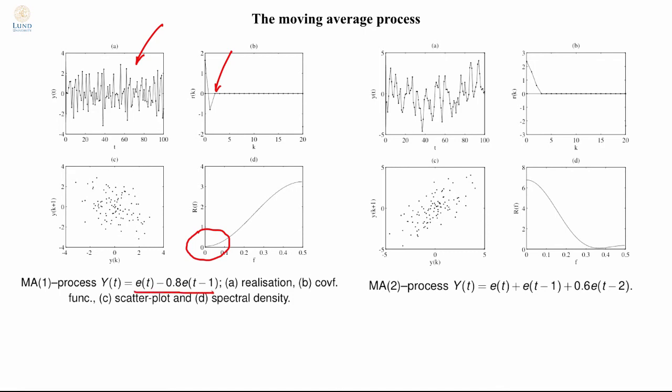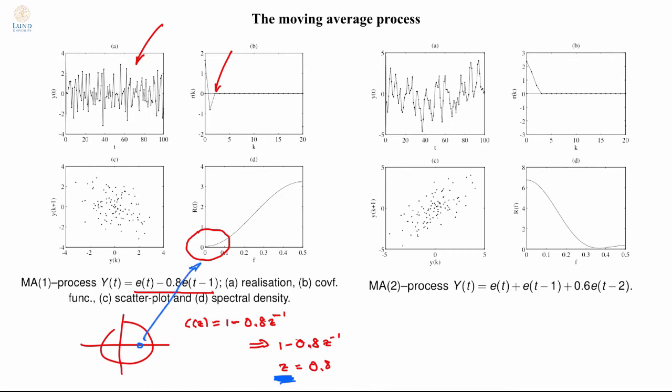and I can see this also if I look at the characteristic polynomial, which will be 1 minus 0.8 z to the minus 1, which means that if I solve it, I get that the root in z, notice that the root is in z, is at 0.8, meaning that the root sits here, and I should have a dip in the spectrum at location 0, as you see.